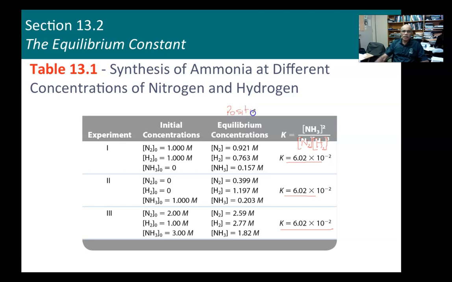So the 3 different positions is shown by the different concentrations of the products and reactants at equilibrium. However, the equilibrium constant is the same. So in theory, this is what we often say, that you may have multiple possible positions of equilibrium, but there is only one value of the equilibrium constant.